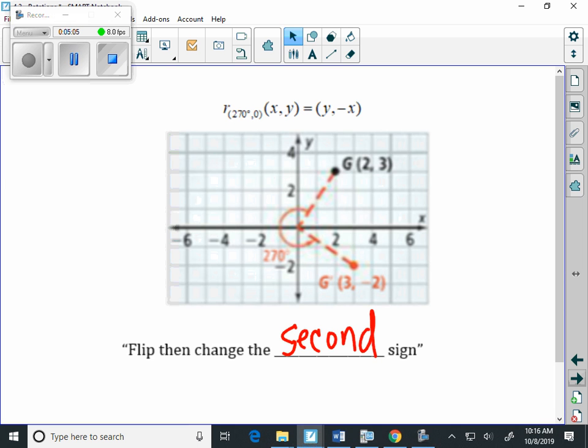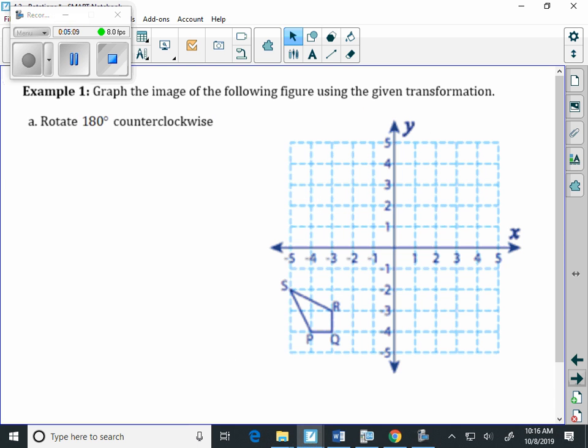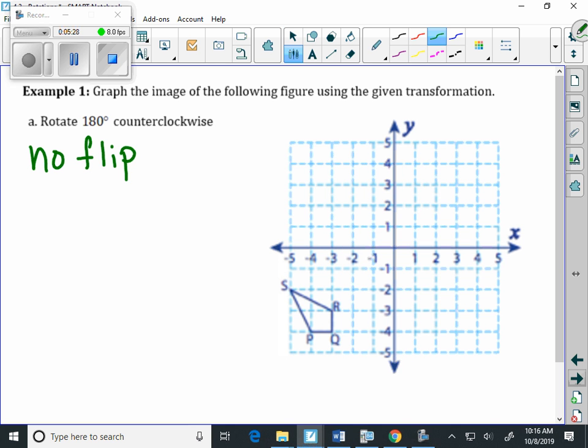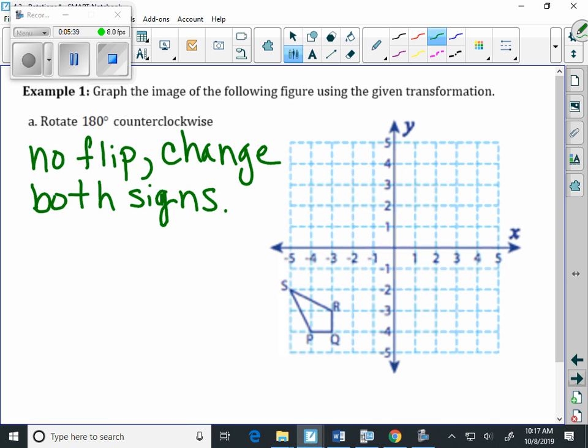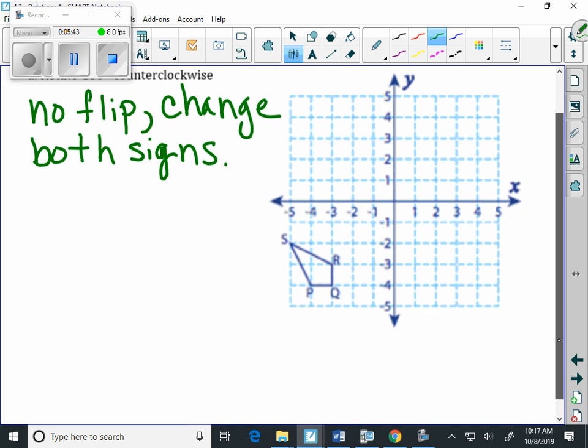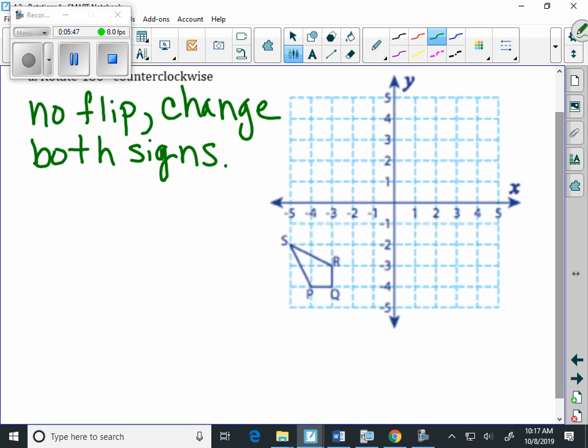But we're probably best off if we try some examples. So the first one says, graph the image of the following figure using the given transformation. We're going to rotate this 180 degrees counterclockwise. Well, 180 is the no flip, and then it's change those signs. That's the rule on this one. So what I like to do is list these ordered pairs from our figure here, which are P, Q, R, and S. And P has the ordered pair (-4, -4).